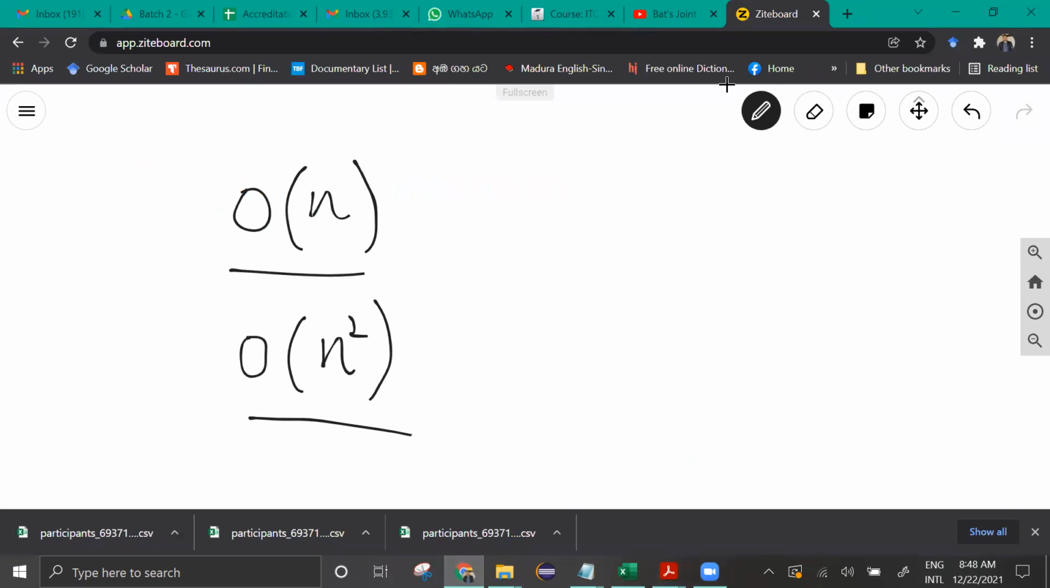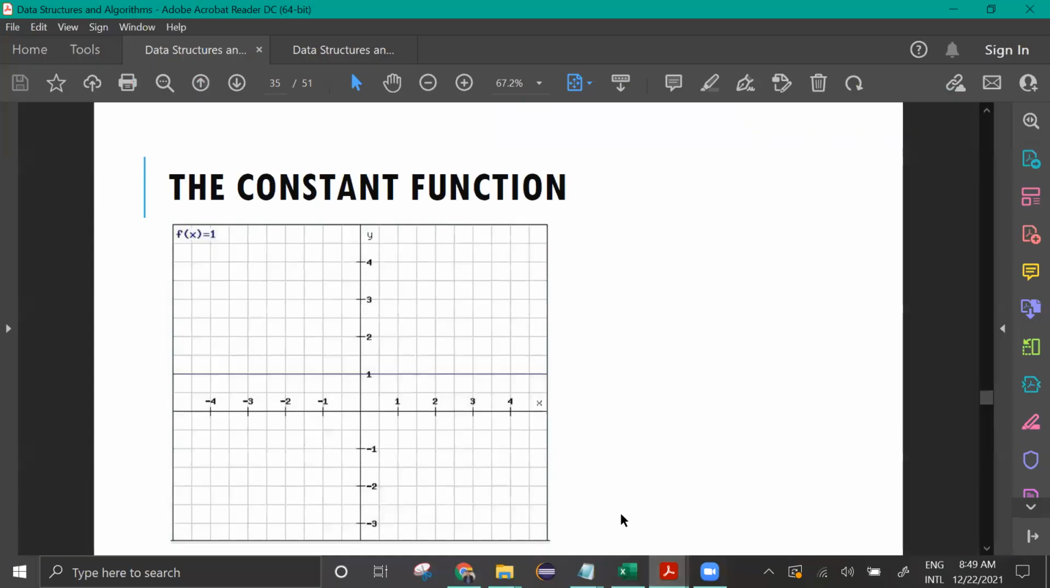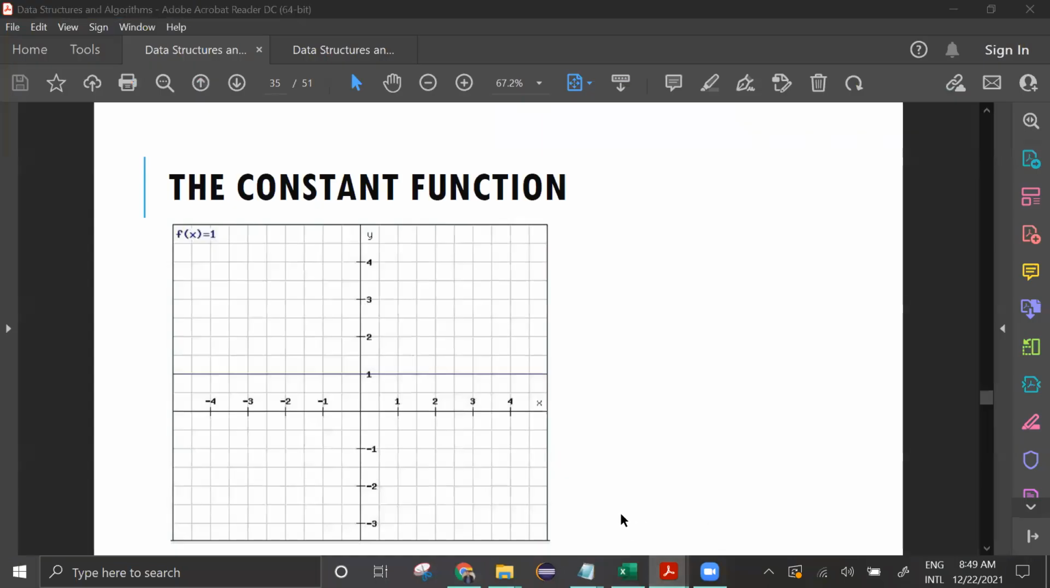Okay, right. So let's take one student, Chalana. Can you hear me, Chalana? Yes, sir. In the last week's notes I have given the constant function. So what is a constant function?